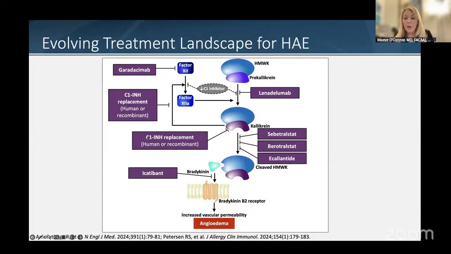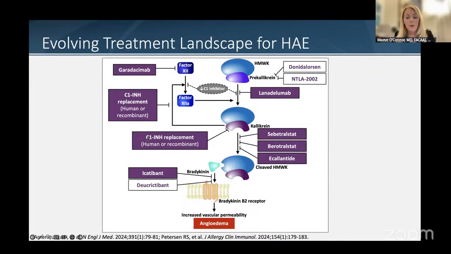So again, just thinking about the currently approved therapy, C1 inhibitor, whether it's human or recombinant, for both on-demand and prophylaxis. Berotralstat, the first oral prophylactic agent, ecallantide and icatibant for on-demand use, and lanadelumab, again, that monoclonal antibody used for long-term prophylaxis. So our treatment, as I've mentioned, has shifted to focus not only on on-demand emergency care, but also proactive prophylactic management, improving quality of life, and decreasing the impact on our patients' lives.